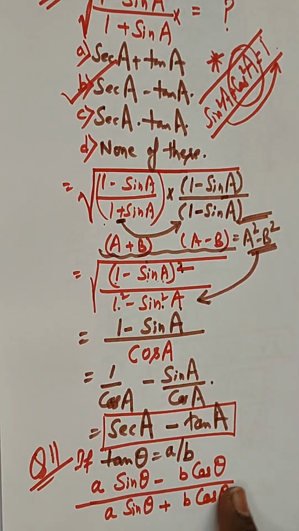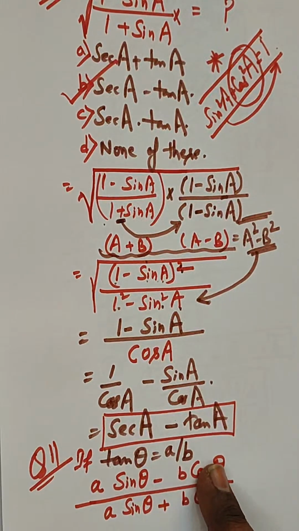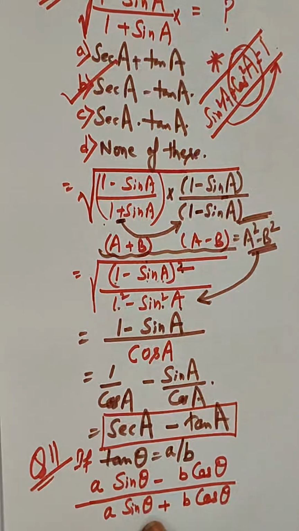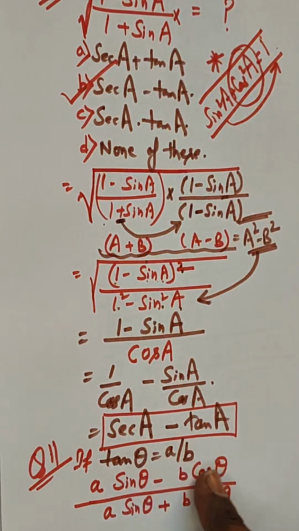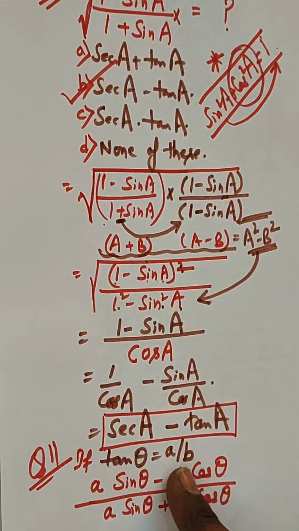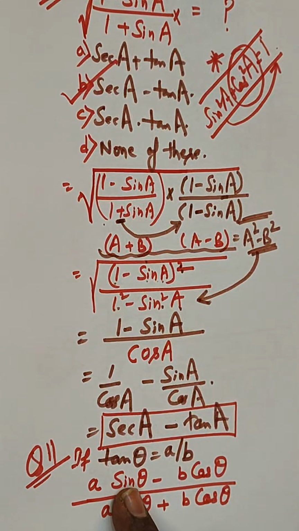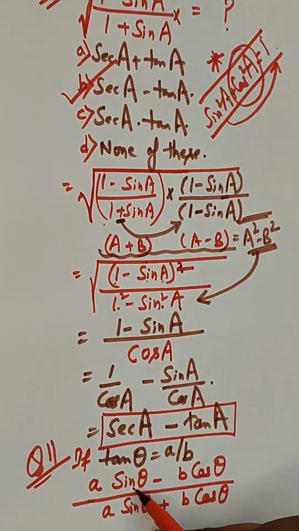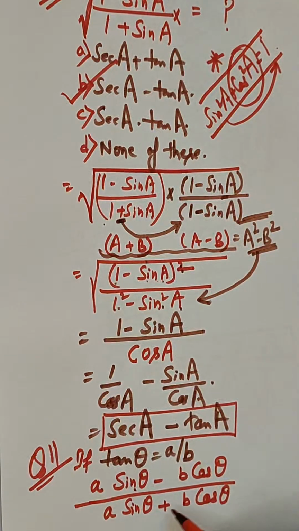You can easily understand that when we divide by cos in the numerator and denominator, you will get tan, and the value of tan theta can be easily substituted over here. You get tan at this place and this will be cancelled, tan at this place and this will be cancelled, right? So we'll get a minus b by a plus b, like that.